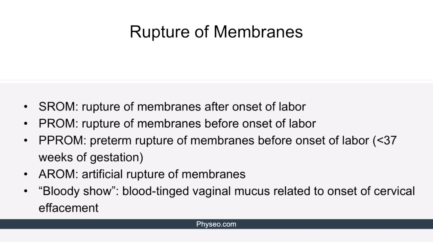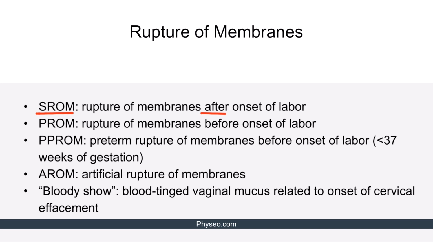First, let's talk about some different terms associated with rupture of membranes. Spontaneous rupture of membranes, also known as SROM, is rupture of the chorion and amnion after the onset of labor. Spontaneous rupture of membranes is a normal process. However, changes in its timing and duration may predispose both the mother and the fetus to peripartum infections.